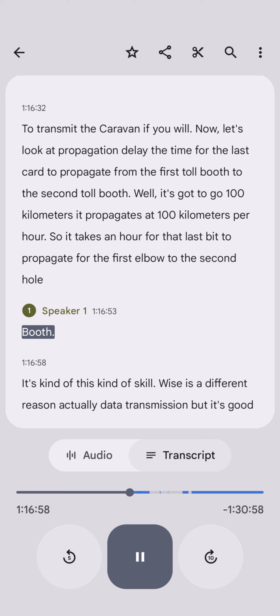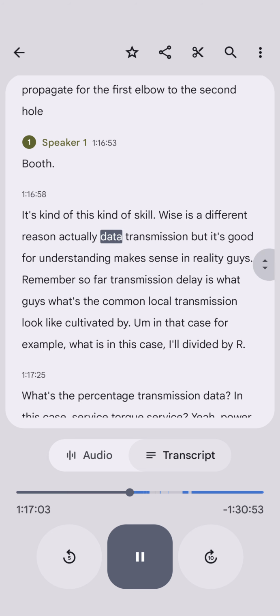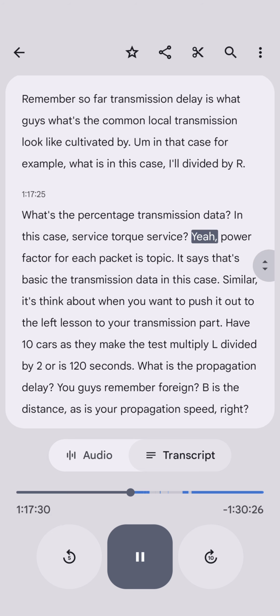You guys like this example? The time scale is different from actual data transmission, but it's good for your understanding. Makes sense? In reality, guys, remember, what's the formula for transmission delay? L divided by R. In this case, what is L divided by R for each packet? What's the corresponding transmission delay? Service 12 seconds. Yeah, 12 seconds for each packet. Makes sense? That's the basic transmission delay in this case.